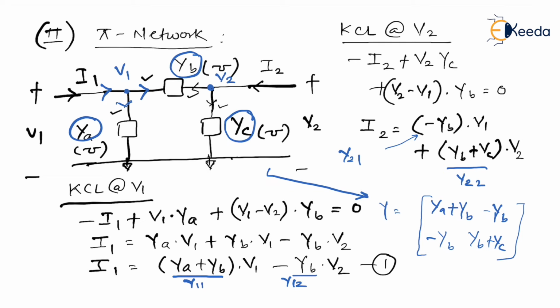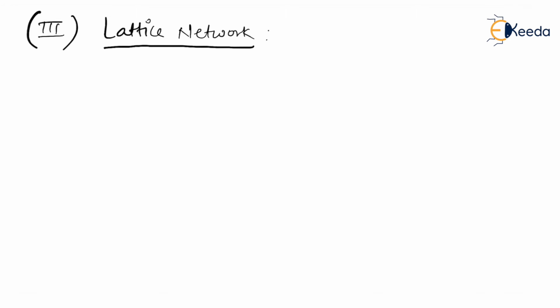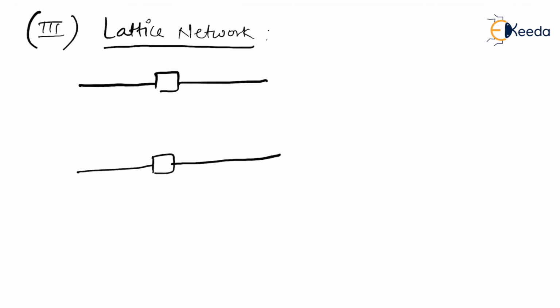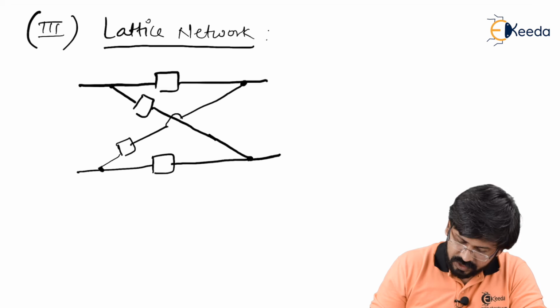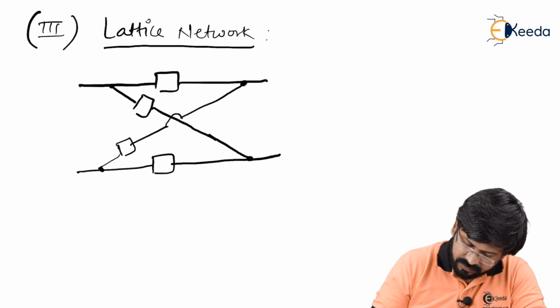So this is how we deal with standard networks, whether it is a T network or a pi network. For a T network, you get directly the Z parameters, and for a pi network, you can get directly the Y parameters. The third type that we are going to see is a lattice network. So this is a lattice network. Let's name every impedance connected here.